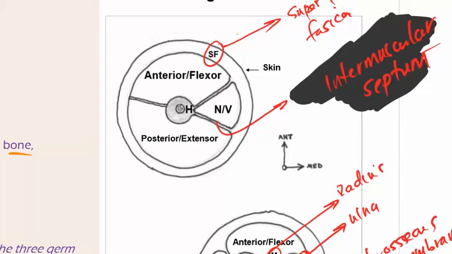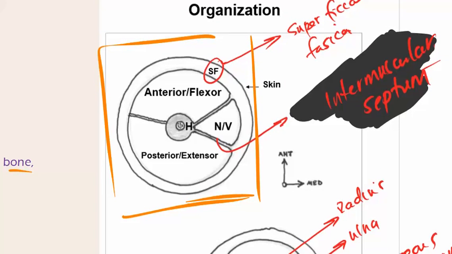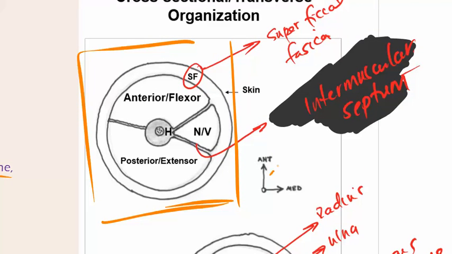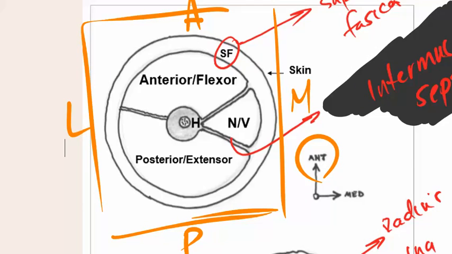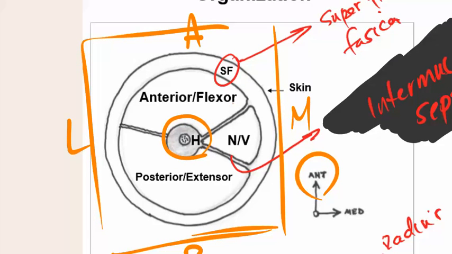Okay, so this is a cross-section through your arm. Just getting oriented here, this would be anterior, and this would be posterior. This would be medial, and this would be lateral. So here you have your humerus, which is of course a long bone right here. And these would be compartments of muscles.